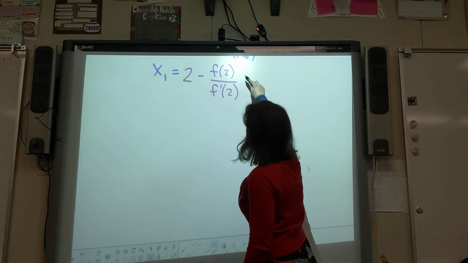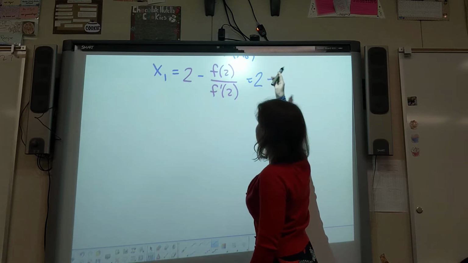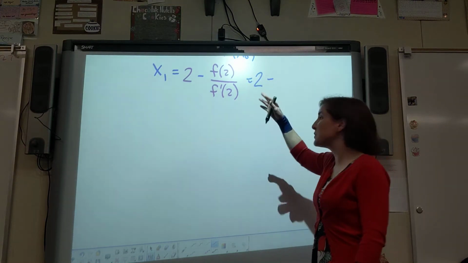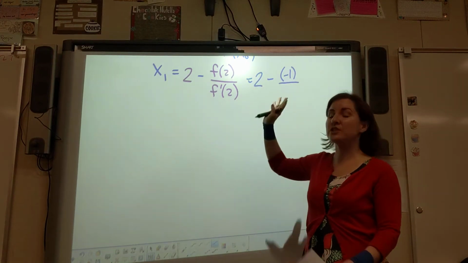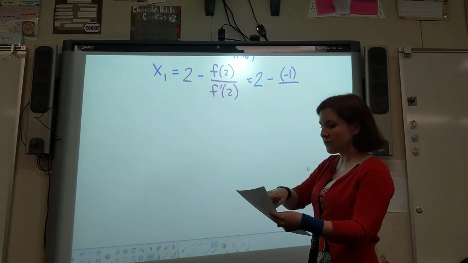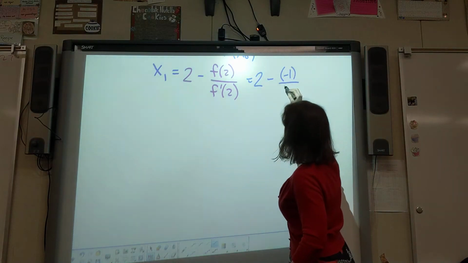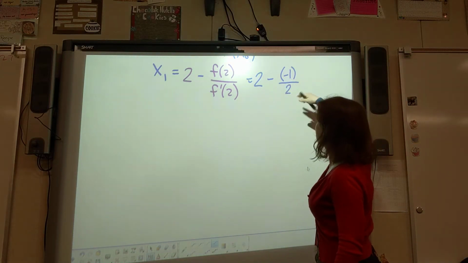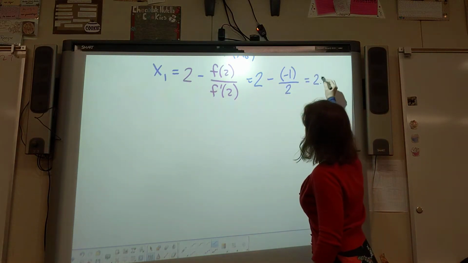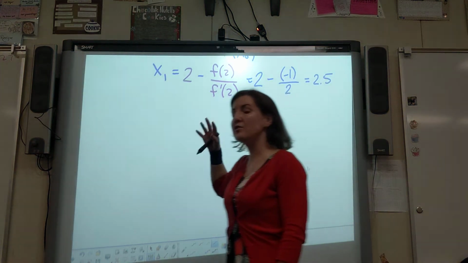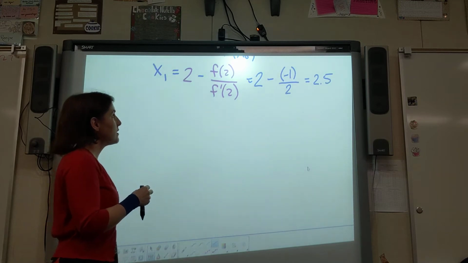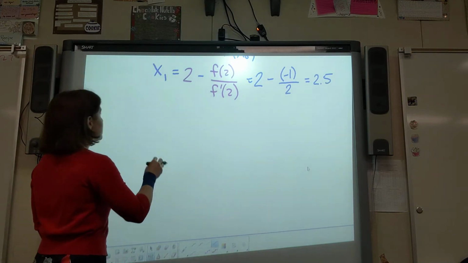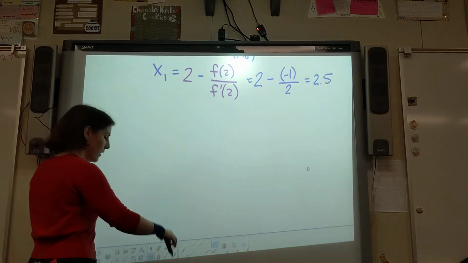Okay, so this is 2 minus f of 2. If you plug 2 into the function, you get -1. And if you plug 2 into the derivative 2x minus 2, you're going to get 2 there. So we've got 2 plus 1/2, 2.5. So that's our new x value. So 2.5, well, that's the next one. Okay, so that's our x sub 1.